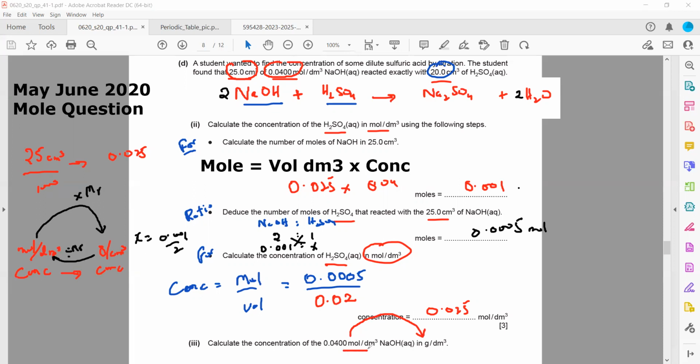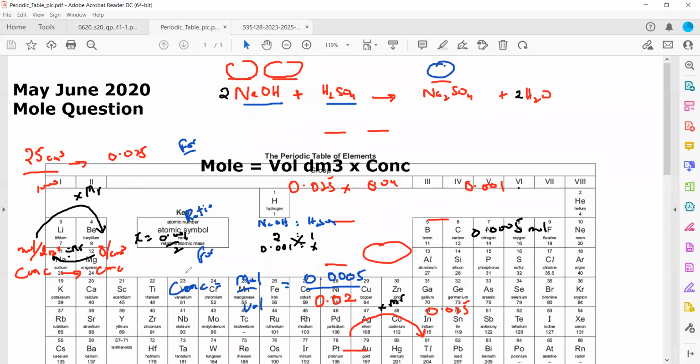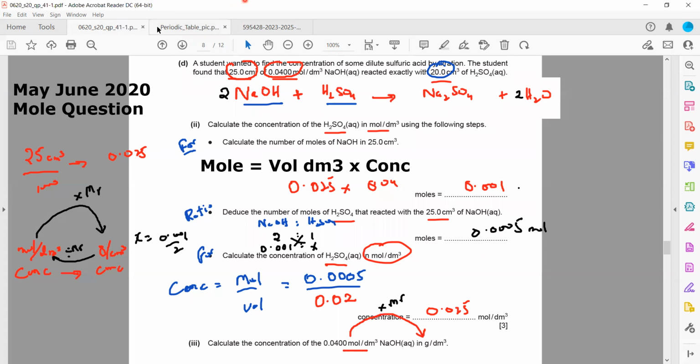So here we have the concentration in mol/dm³. We want to convert into g/dm³. So we'll multiply by molar mass. And how do we work out the molar mass? For this, you have to use a periodic table. Molar mass of sodium hydroxide: sodium is 23, hydrogen is 1, and oxygen is 16. So the molar mass of sodium hydroxide, NaOH, is 40 when you sum. So we have to multiply by 40.